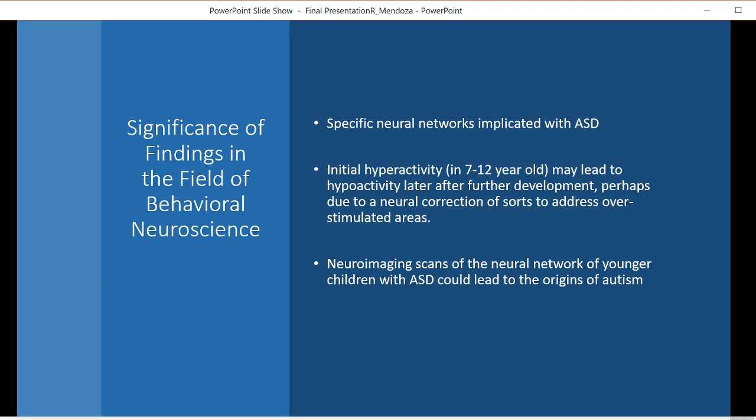Another significant find was that neuroimaging scans of the neural network of younger children with ASD could lead to the origins of autism. This in and of itself was a good find through this research.